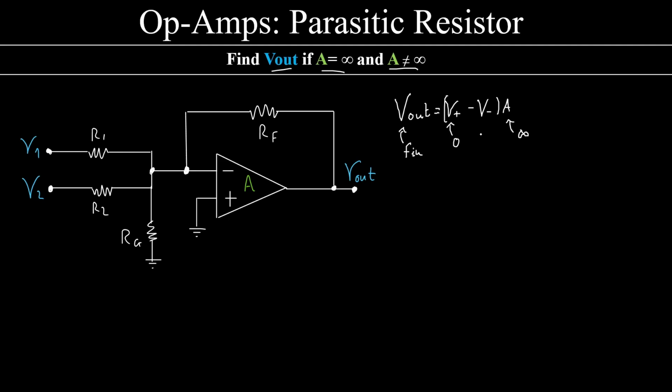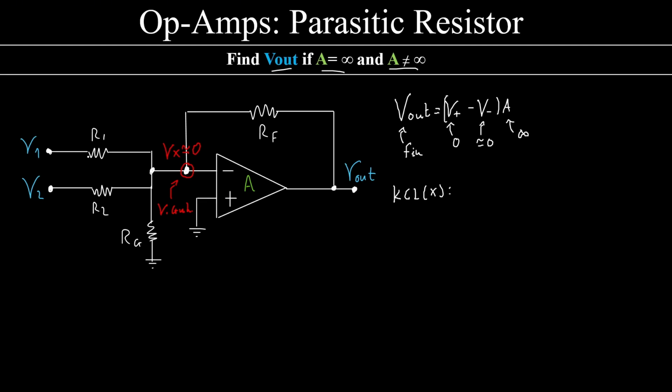That means that V plus is going to be very close to 0. If I name this node X, the voltage here, Vx, is going to be very close to 0. This concept is known as a virtual ground. Now I'm ready to take a KCL on this node, node X, and the currents that flow inside are the same as the current that flows outside.